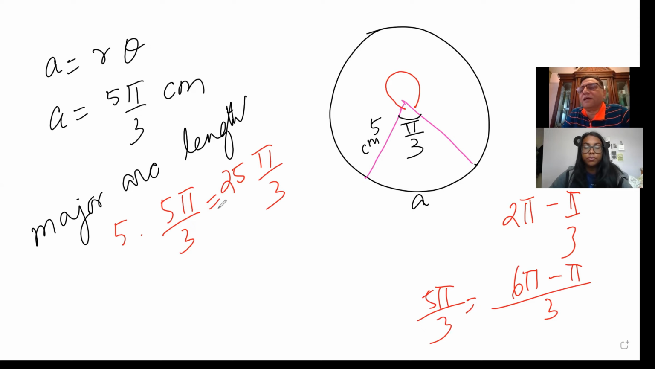So you can easily find the major and minor arc length. They will always add up to the circumference, which is 2 pi r, correct? So that was simple, if the radian measurement is given for the angle.